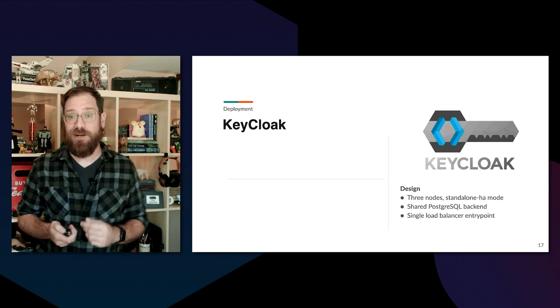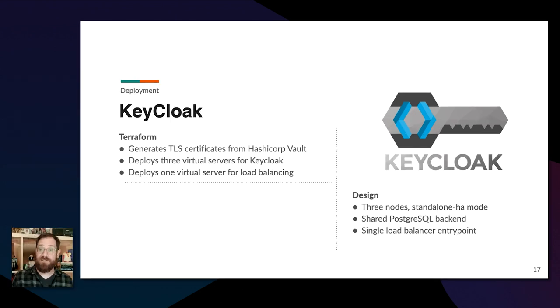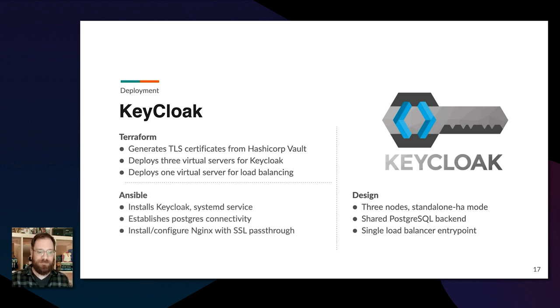So let's look at what Terraform does. It will generate our TLS certs from our internal Vault instance. It'll also deploy 3 servers for Keycloak before finally deploying 1 server as a load balancer. Terraform then hands off to Ansible, which is responsible for installing Keycloak as a systemd service. It'll go ahead and configure, making sure all 3 are in lockstep, before establishing that Postgres connectivity, and then reaching out to the new load balancer VM to configure Nginx with SSL pass-through.